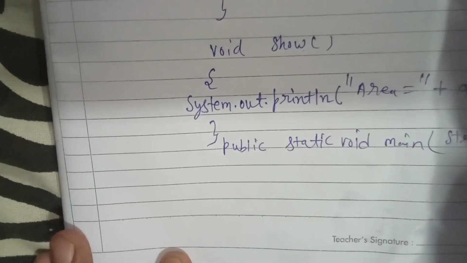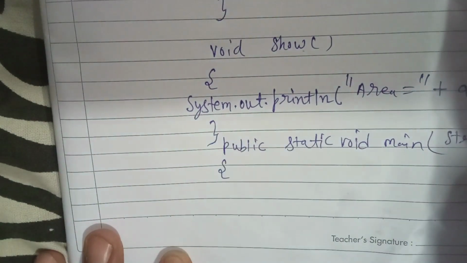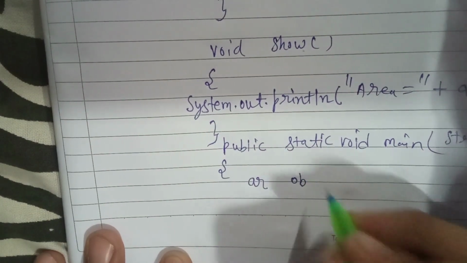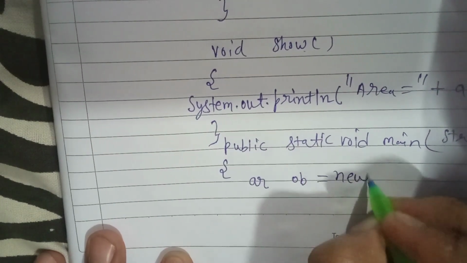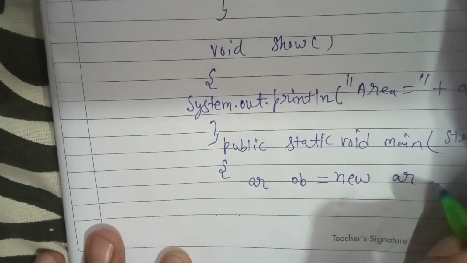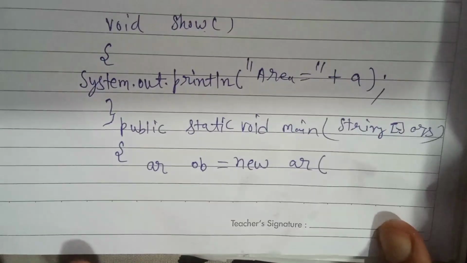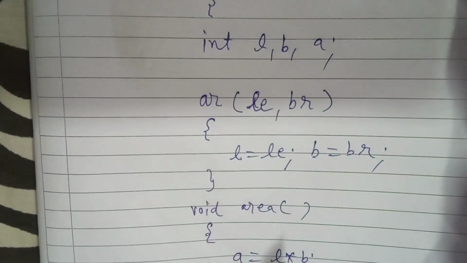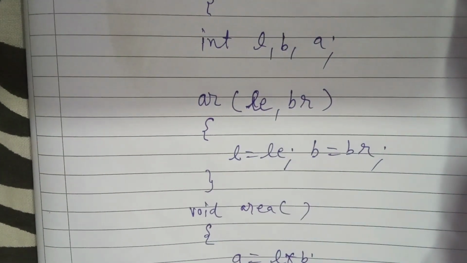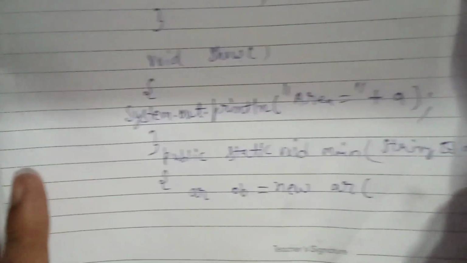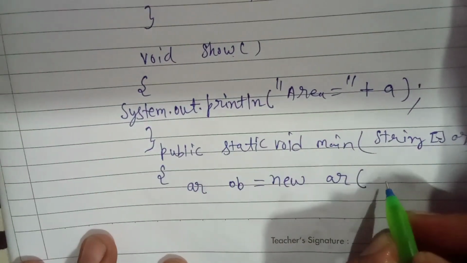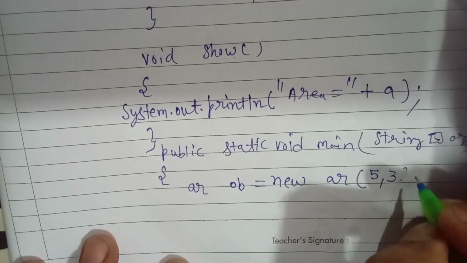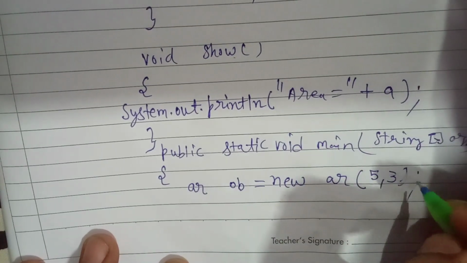Done. Then after, the object has to be created. The name of the class is AR. The object name I'm giving here is OB, new, and I'm writing the class name again. And as I told you all, this is a parameterized constructor, that's why we have to provide parameters. It means arguments. So these are actual arguments where we keep values. I'm giving here 5 and 3. Okay, then the values are given by us.